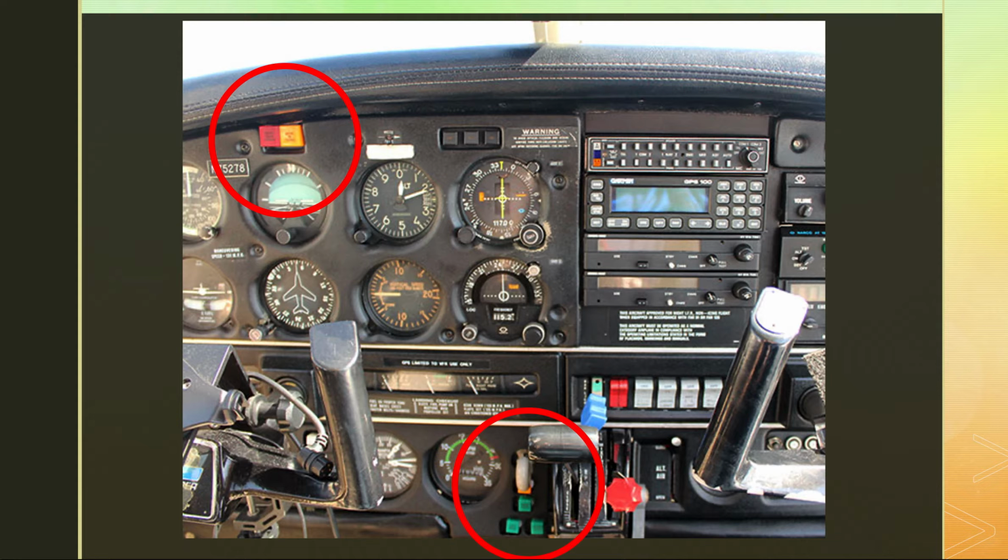You come into land, you put the gear handle down. It takes 5 to 8 seconds for the gear to extend. So for 5 to 8 seconds, you'll see the gear is unsafe because the landing gear doesn't agree with where the handle is. Once you feel the thumps, you get 3 green lights. The unsafe light goes out.